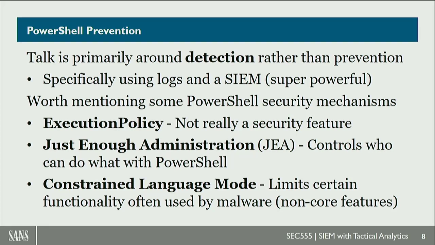So we could turn to prevention techniques. Execution policy, which is not really a security feature, because there's like 15 different ways to bypass that. This is you run PowerShell code and it says, due to the execution policy, no. There's 15 different ways, there's probably more than that now, to bypass that. It's not really a security feature. And we're focusing on detection, but I just want to go through these real quick.